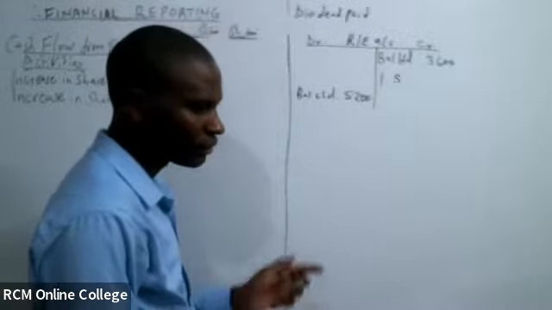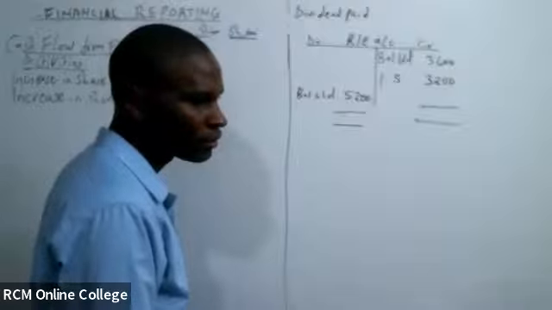3200. And then you balance your account. And the balancing figure will be the dividend paid.